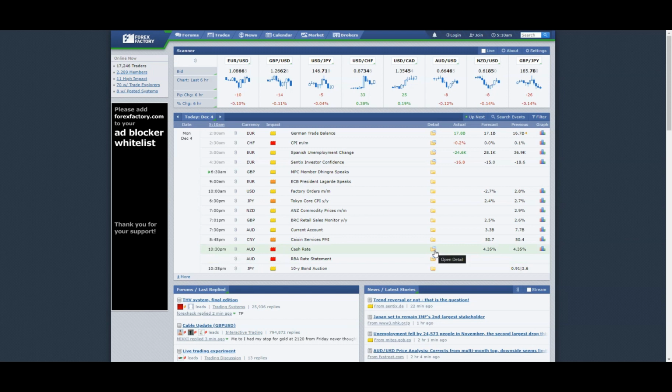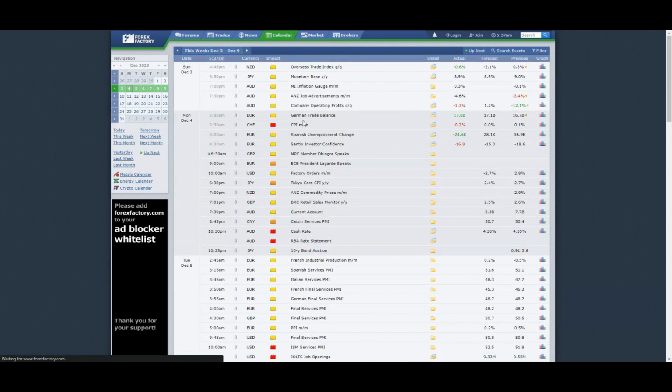These numbers are coming out, so if you are in a high leverage position, or in a position and you don't want to be involved in that volatility, just get out before that specific time, because the market's going to move. You can actually open this calendar for the whole week.